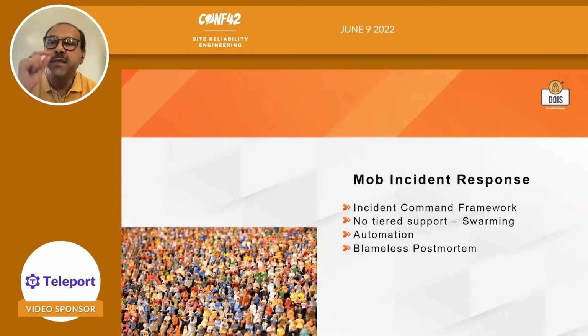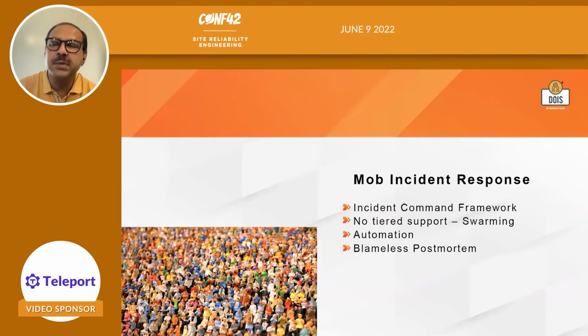And here, if a problem happens, if an incident happens, you need to swarm. So everybody that is relevant comes together and solves the problem because everybody looks at it from the same point of view and solves it. That's the objective. It's not handing it over from one unit to the other to the other. No. So no tiered support. We have to get into swarming.